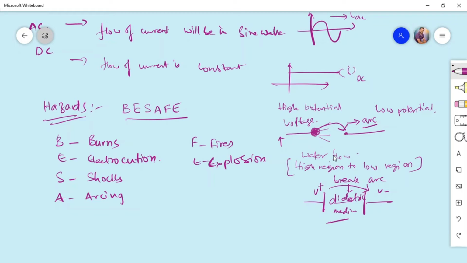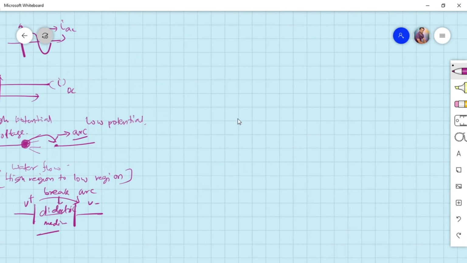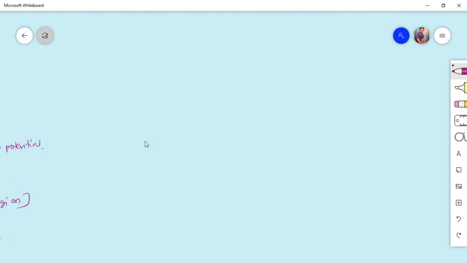And second thing is fire. Through electricity we can get fires and explosions. For example, if flammable substances are there, they can be ignited and can explode as well. So this is the concept of electrical hazards. So what do we need to do? What are the control measures?